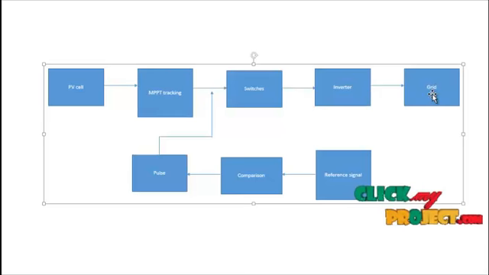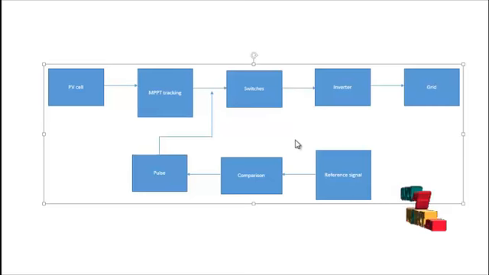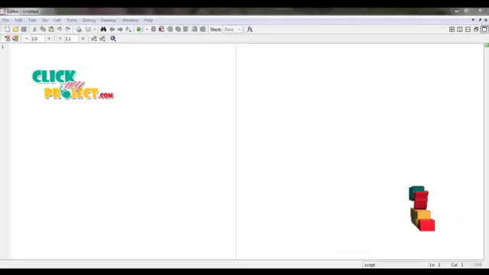The 3-phase voltage is connected to the grid, and we give the reference signal and compare it with the voltage signal. Then we generate the pulses. Those pulses control the switches to maintain the 3-phase AC voltage at the regulated level. It will reduce the harmonic level in our process. Then we go to the project demo.